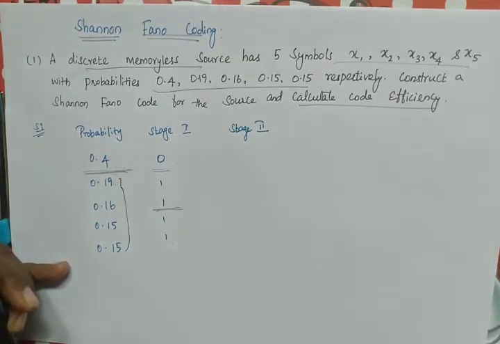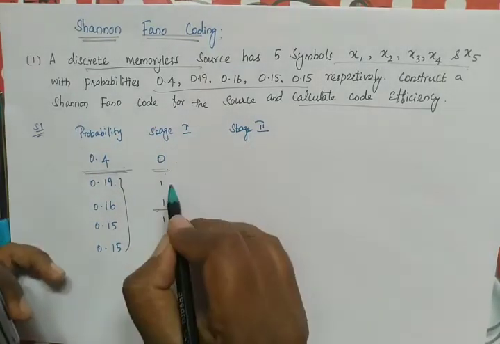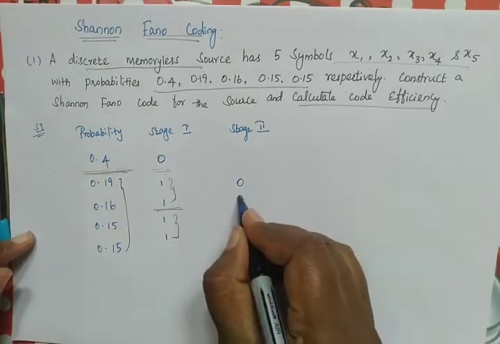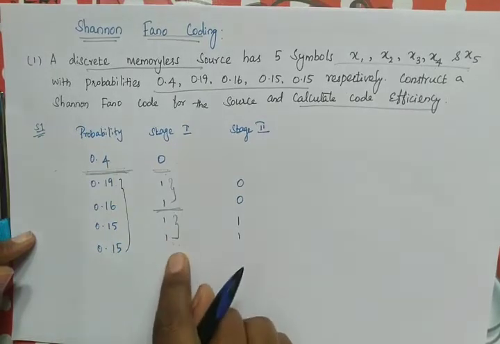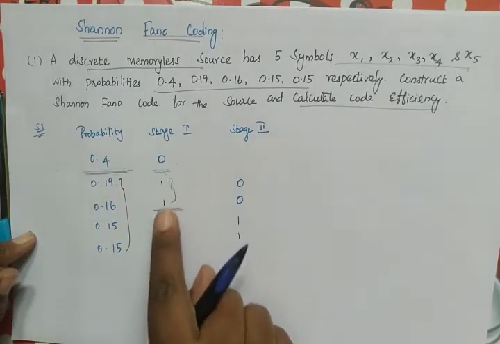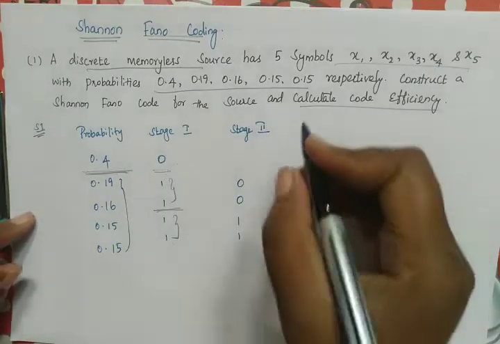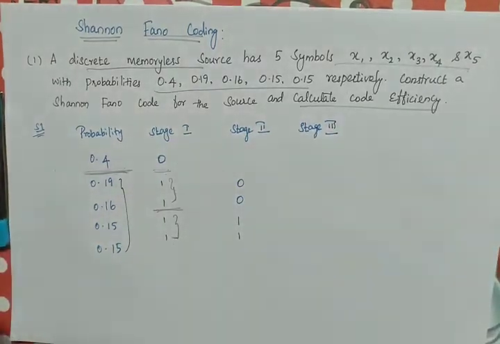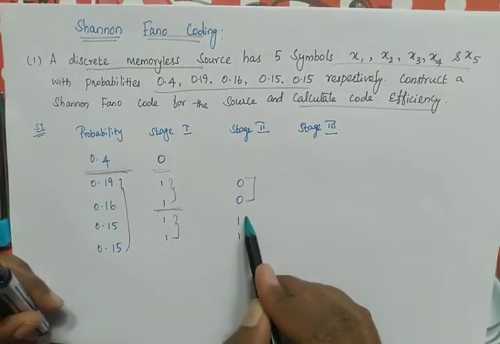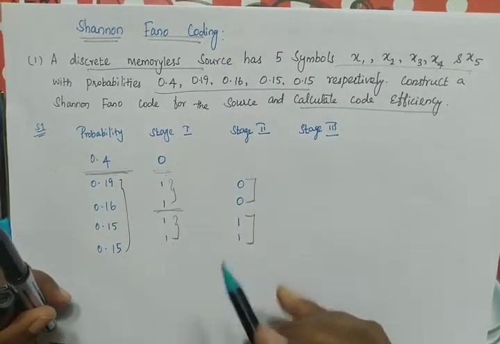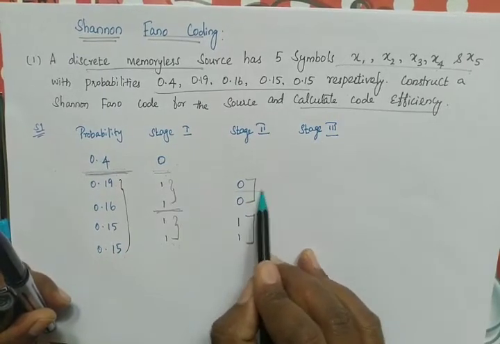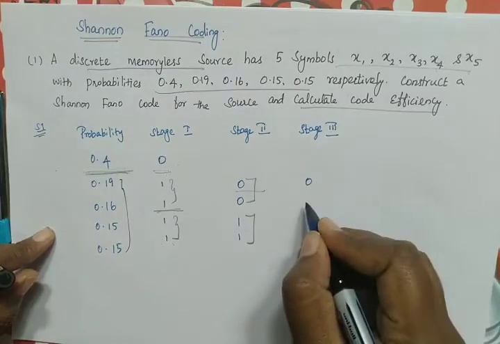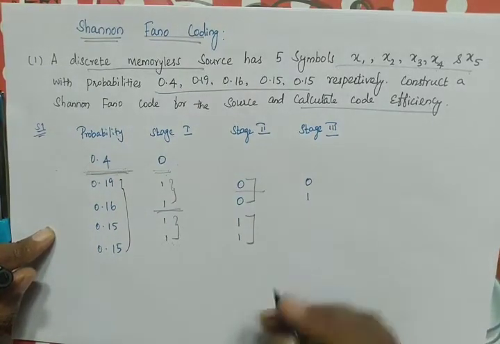And now we have split this into 2 groups. The first group should be represented as 0. The second group should be represented as 1. So this is our first group, this is our second group. Now let us move on to stage 3. In stage 3, see here we have the 0 group, this is our 1 group. Now we have to split this 0 group. If you split this, the upper part will become 0, the lower part will become 1.